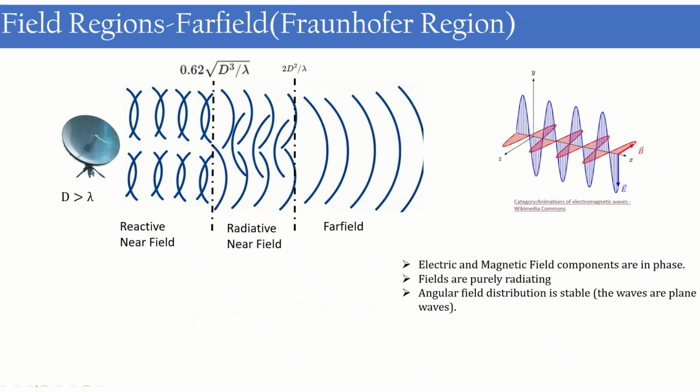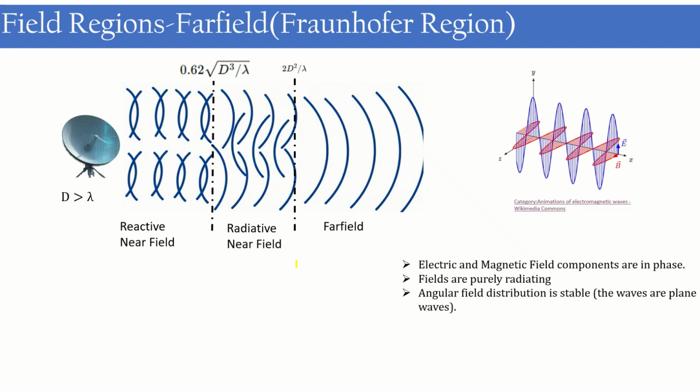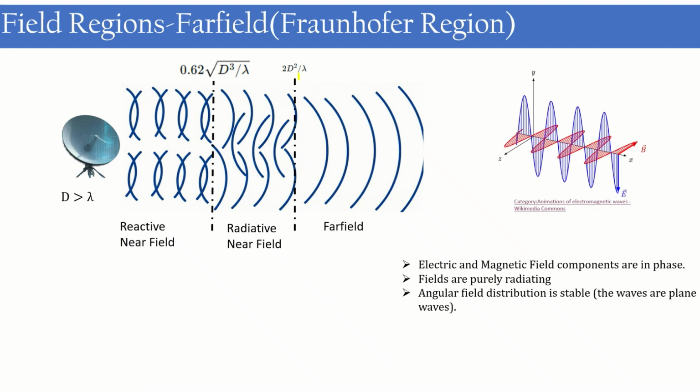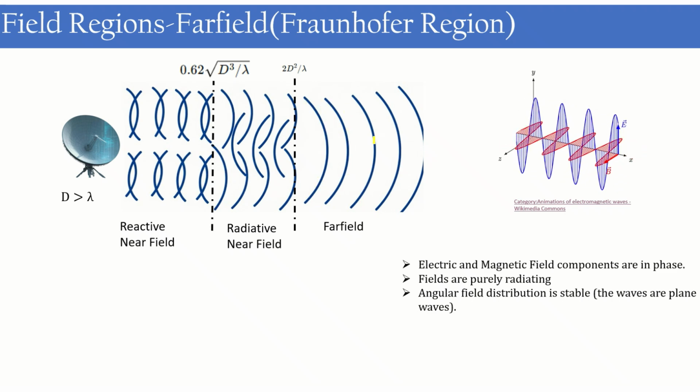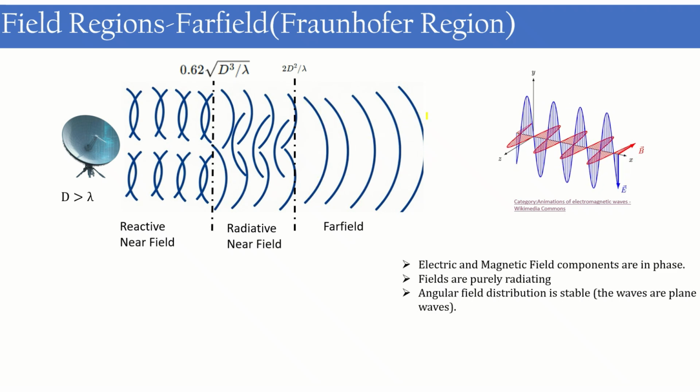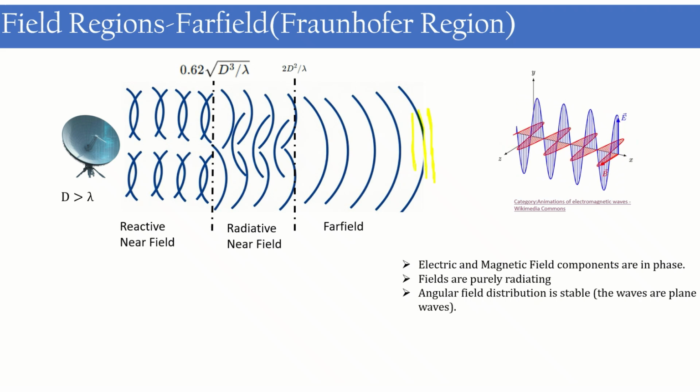Let's see what is meant by far field region. If the distance increases beyond 2D² by lambda, we can see that the wave from the antenna is approaching a plane wave. Here you can see that the waves are approaching plane wave fronts.